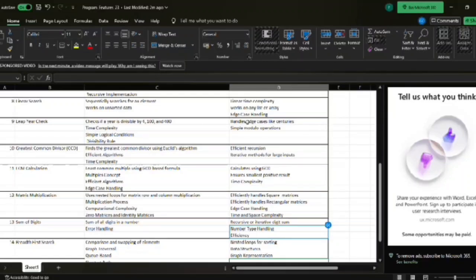13. Sum of digits. Recursive or iterative. The sum of digits can be calculated recursively by breaking down the number and summing its digits, or iteratively by extracting digits and adding them.